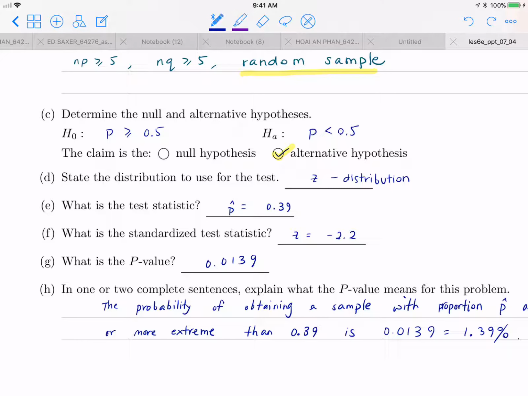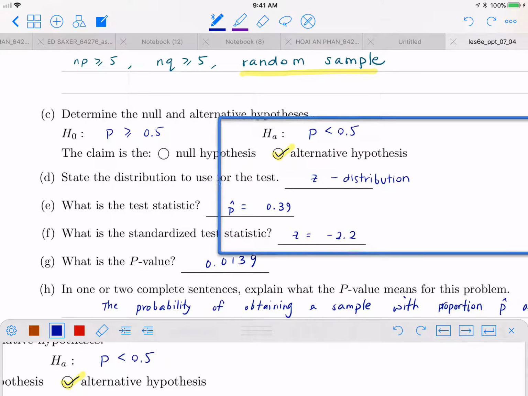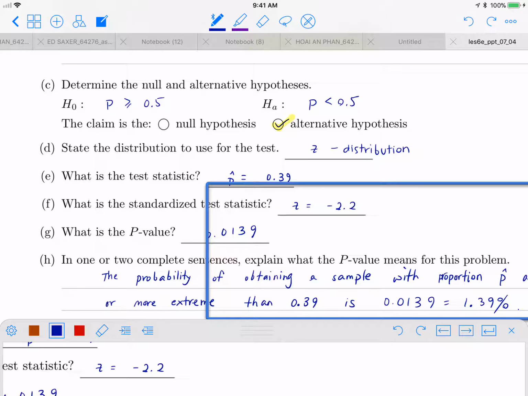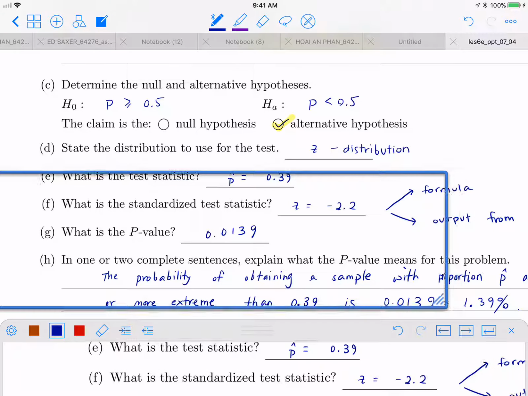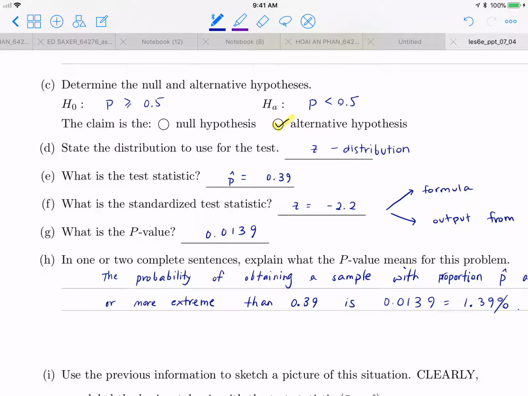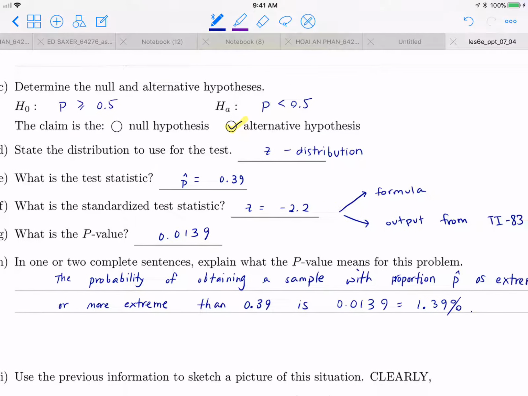So we've got two different ways that we can find the standardized test statistic. One way is to calculate it with the formula, and another way is to look at the output from your TI-83 or TI-84, whatever your calculator is. Once you do the one prop Z test, the output will be Z, your P value, and your p hat, which is your test statistic.